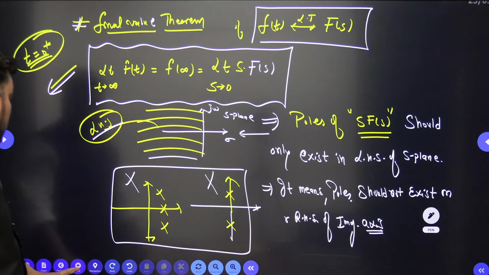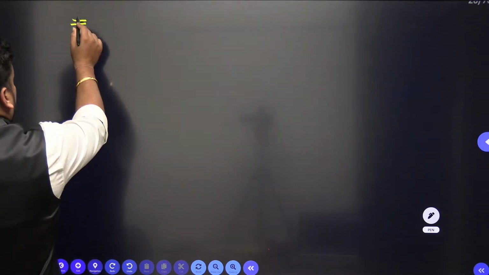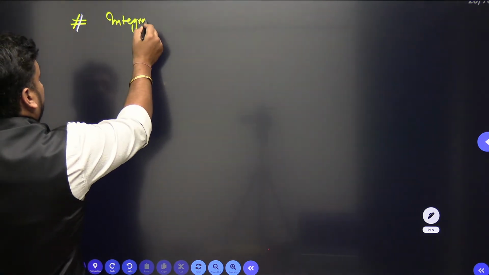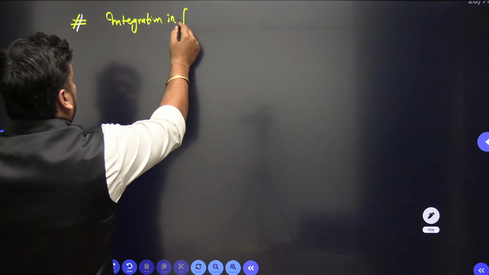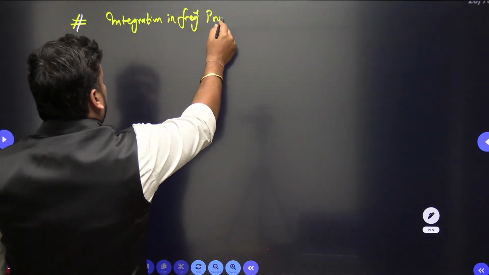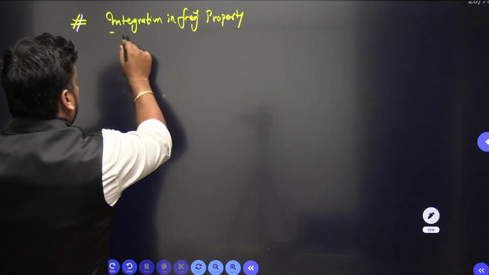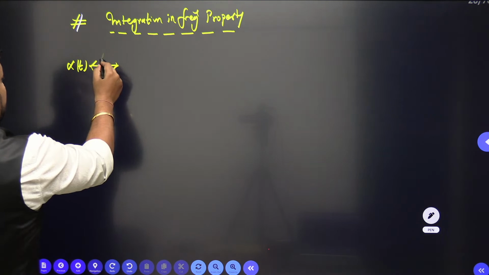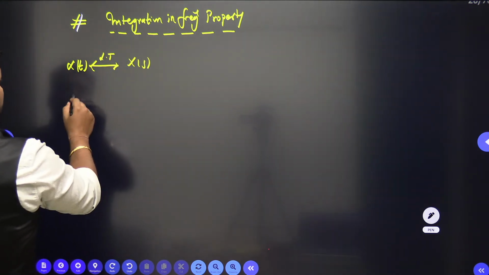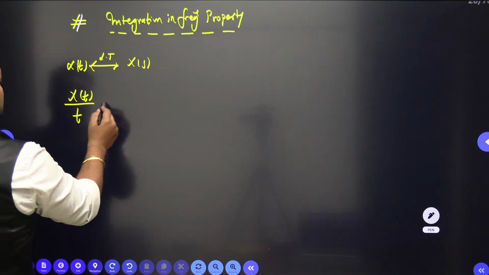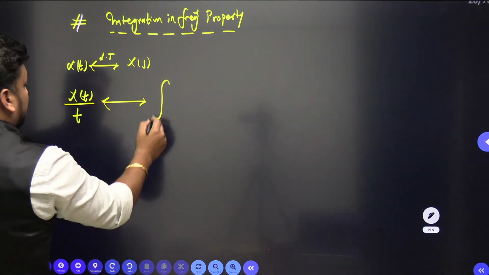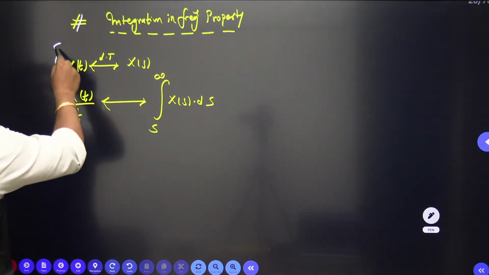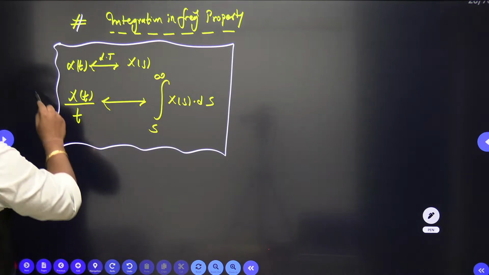Yes. So we are writing one more mathematical property that you can see in the maths also. Integration in frequency property says that if x of t has the Laplace transform X of s, then x of t upon t has the Laplace transform integration from s to infinity X of s ds. So again a very good property, integration property.